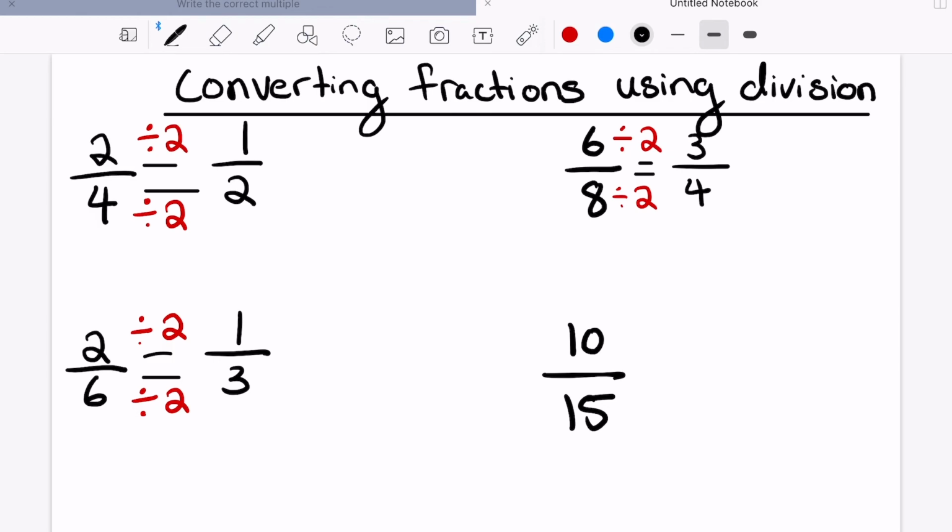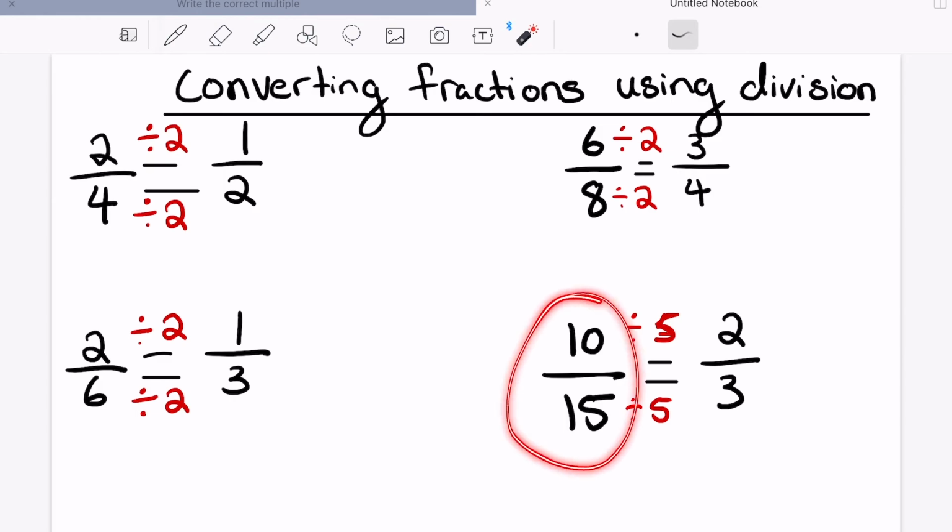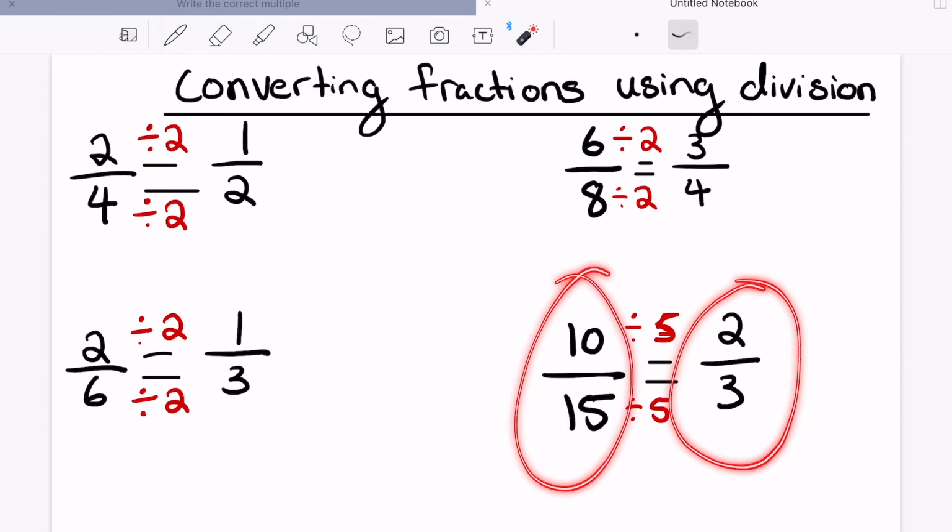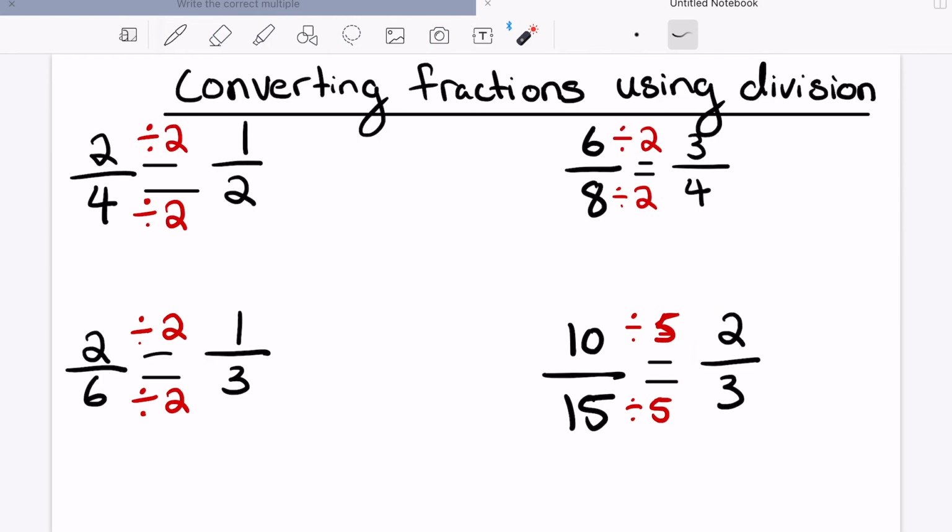So let's write this out. 10/15, divide by 5, is equal to 10 divided by 5 is equal to 2. 15 divided by 5 is equal to 3. So 10/15 is equal to 2/3. Right? So whatever we do to the top, we also have to do to the bottom.